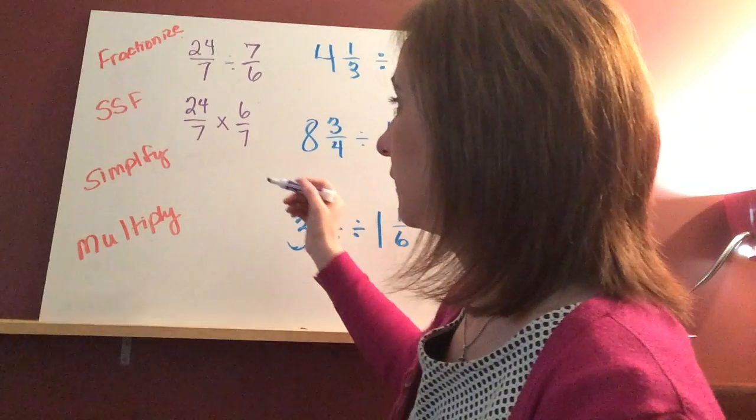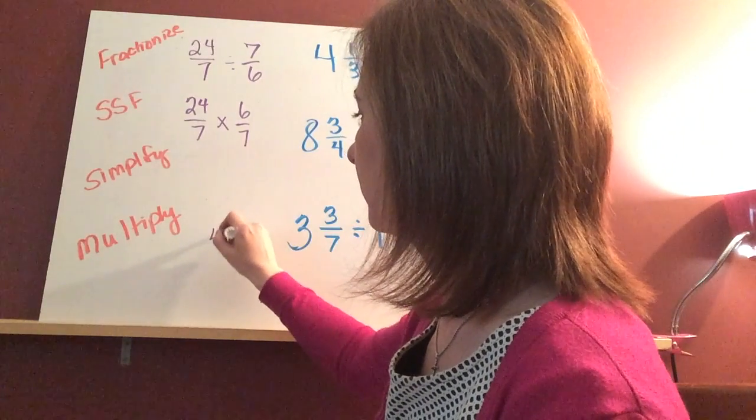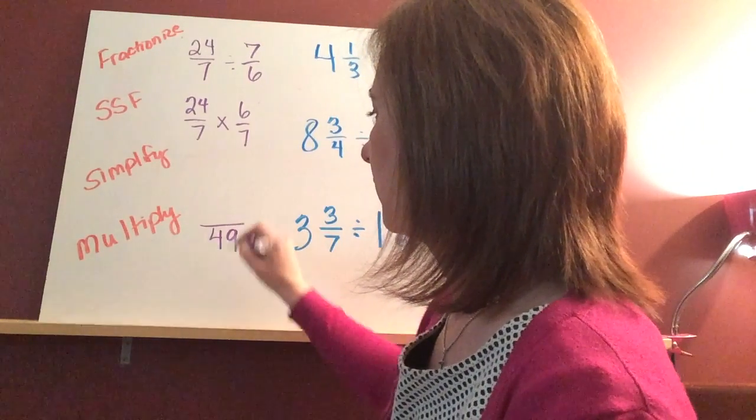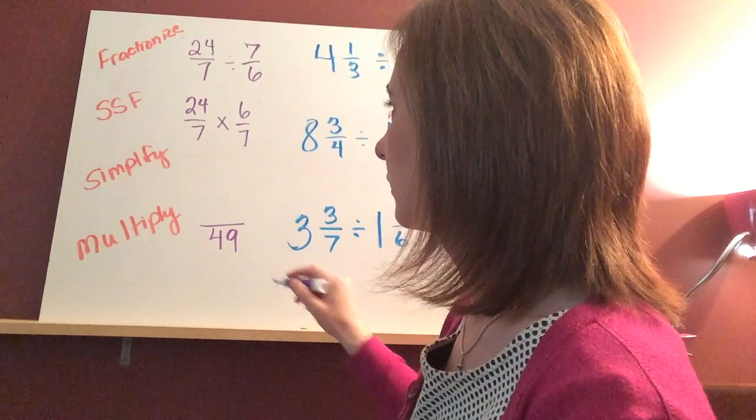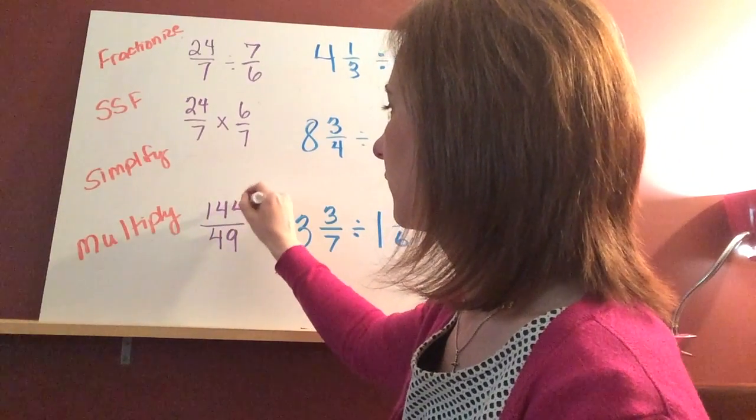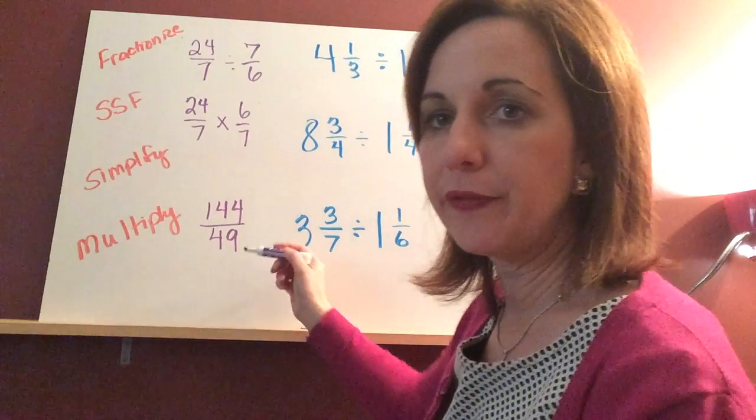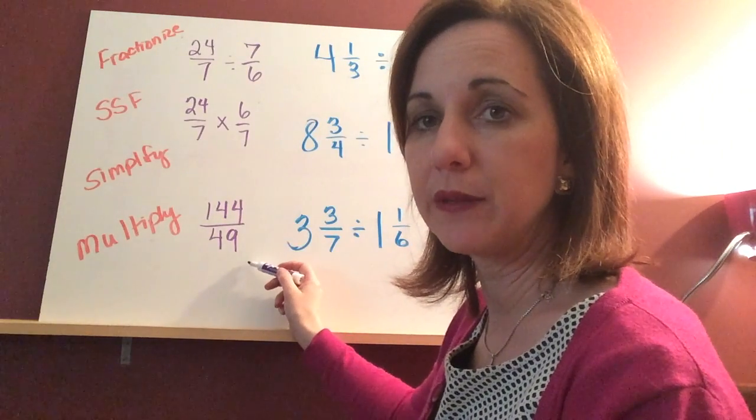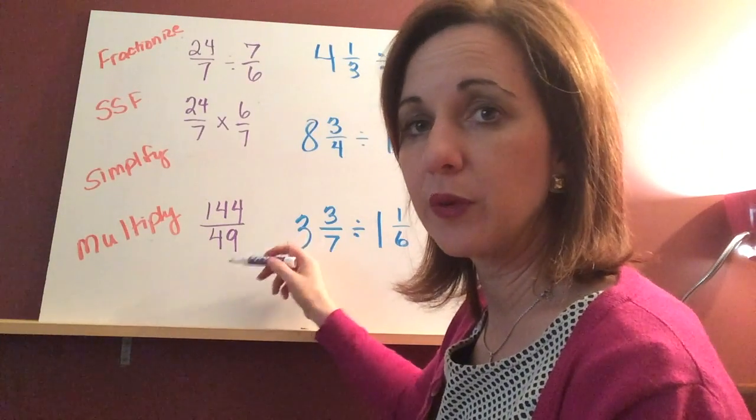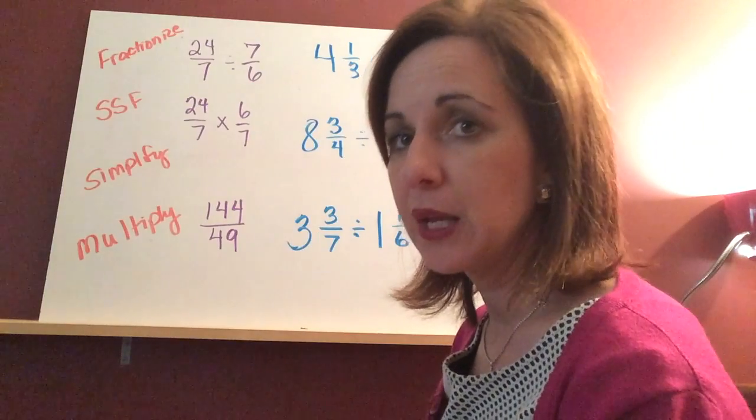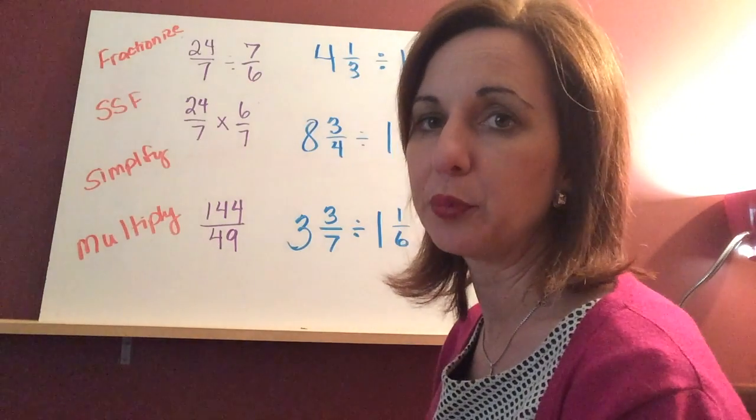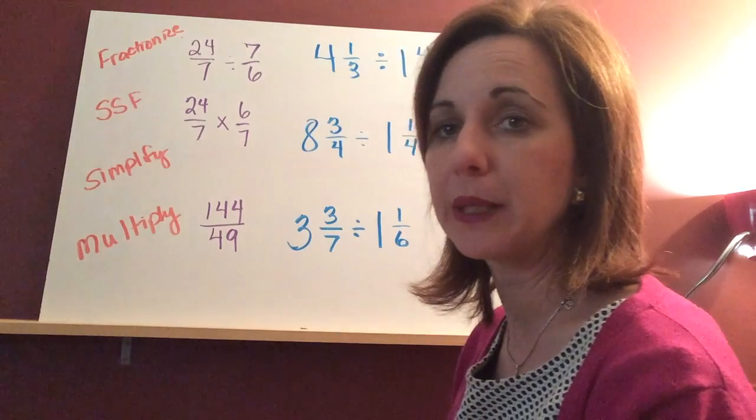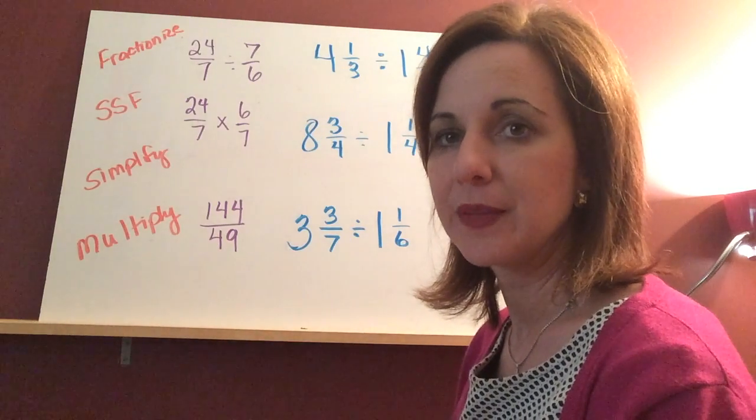So 7 times 7 is 49, and 24 times 6 is 144. And again, the only factors that 49 has are 1, 7, and 49. And because 144 does not have a factor of those three numbers, the greatest common factor they share is 1, which means that this is in simplest form because the numerator and denominator are relatively prime.